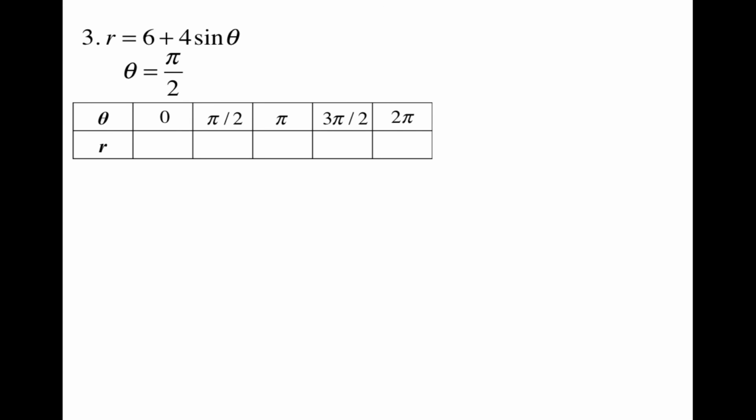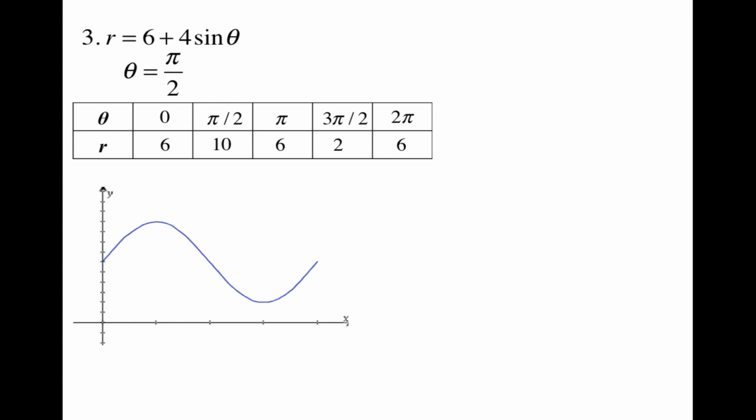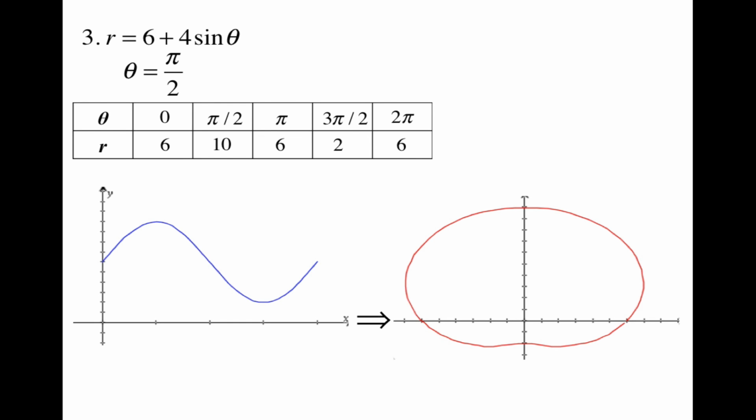All right, let's look at this one, where r equals 6 plus 4 sine theta. So this time, theta is just going to be in increments of pi over 2, which is nice because it's going to be a shorter chart. Plug in these theta values to get the following r values. Now when I plot these on my Cartesian grid, I get the following graph. And when I translate these, you'll get a graph that looks like this.